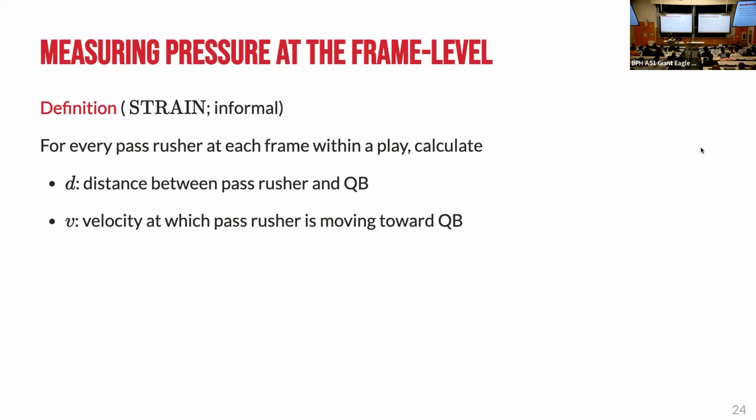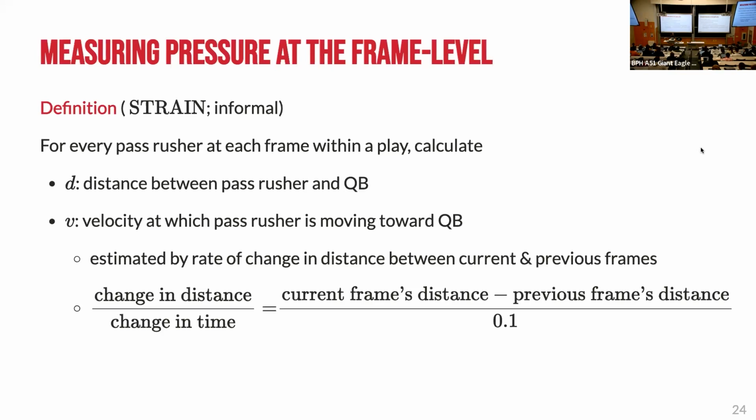And then the velocity at which the pass rusher is moving towards the quarterback. You can think of this velocity as the instantaneous velocity, which is estimated by the rate of change in distance between the current and previous frames. So it's just the difference in distance between the two frames divided by the change in time, which is 0.1, because we're recording the data at a rate of 10 frames per second.